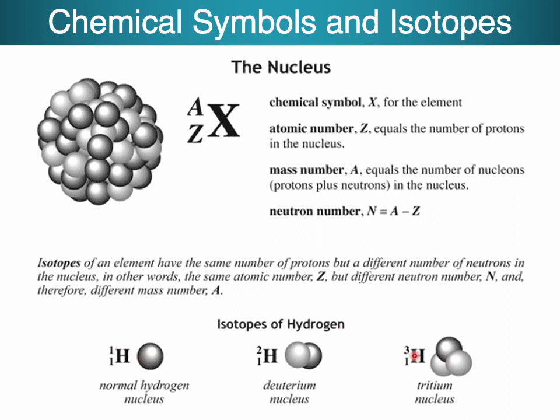There are 2 other isotopes of hydrogen. One is deuterium, which has 1 proton and 1 neutron, making up 2 nucleons in its nucleus. And there is also tritium, which has 1 proton as well, but 2 neutrons, making up a total of 3 nucleons in the nucleus.